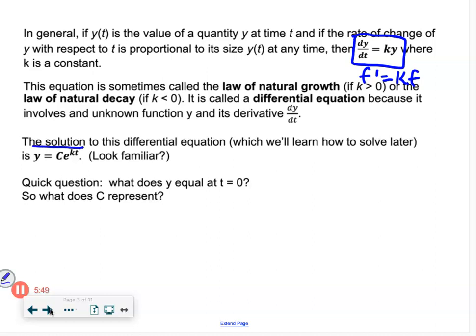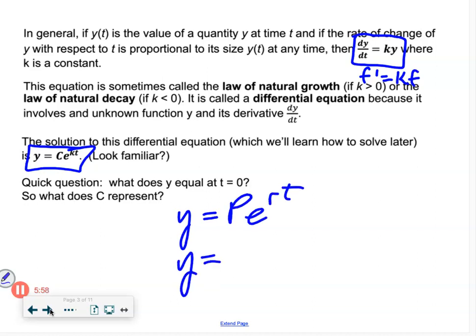And what does it solve to? It solves to this. So you guys used this in calculus. We don't use Pert, we use y equals Ce^(kt). It's the exact same formula, but there are reasons that we use the letters C and k instead of P and r. So in calculus, this is going to be the MacDaddy formula we're going to be using today for all of our problems.